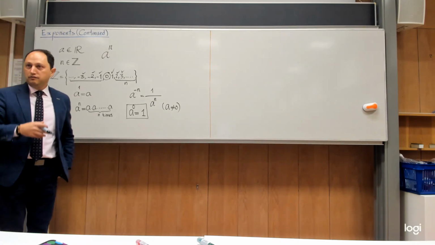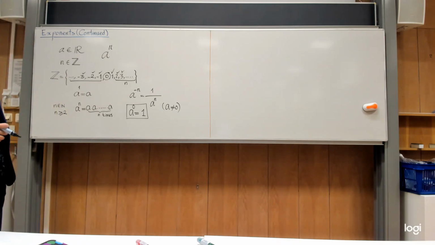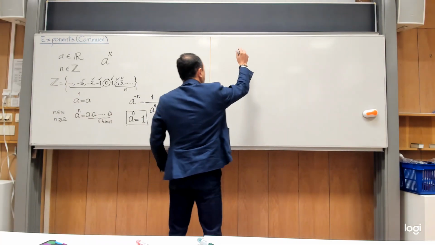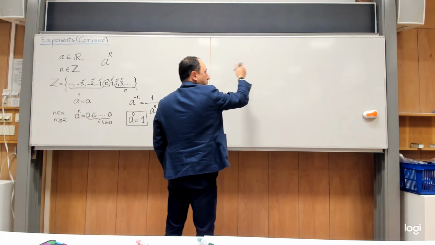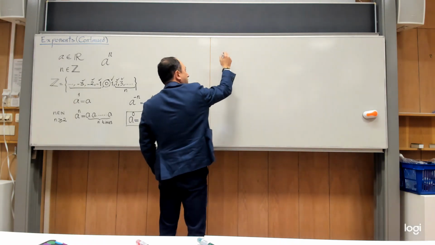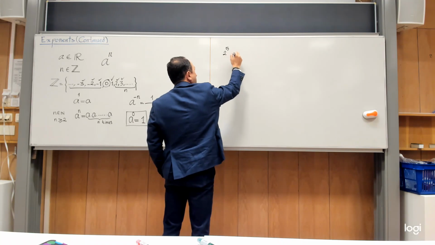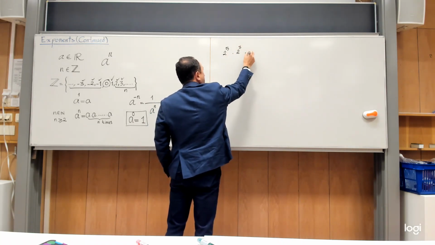Now we want to invent some rules, or discover new rules for the exponents. So the first thing that we want to show is this. Let me just try, instead of proving it rigorously, to motivate why this is the case. For example, if I give you 2 to the power of 5, and I ask you to multiply it by 2 to the power of 3, what does it mean?